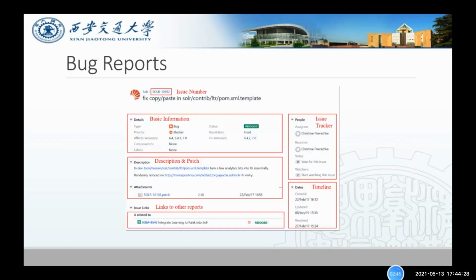This figure shows a bug report from Jira, which is a big issue tracking system, and the issue number provides a reference number that can be used to identify commits in version control systems that fix it. The description and patch fields present the textual description and can be used to identify bug location files. And the issue links field is used to further extract the relations between bugs.